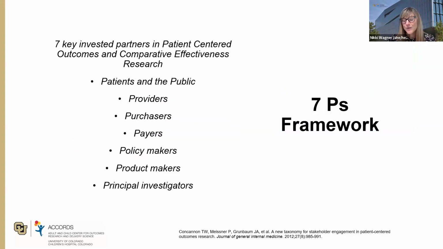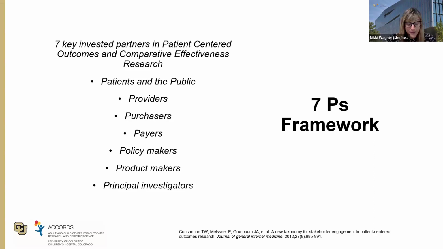We know context matters, but there are all these people that have an influence over how something gets implemented. I like this article, the 7 Ps framework that Kincannon and colleagues identified. It highlights the key players involved in implementing a program. It talks about the patients and the public, but also the payers, the people that are buying the service, and the policymakers that are influencing how it's done. It's all of these groups of people. Interestingly, I liked the product makers on this too. Sometimes we can't do certain things because the products don't allow us to do what we want to do, so it limits some of what we can do.